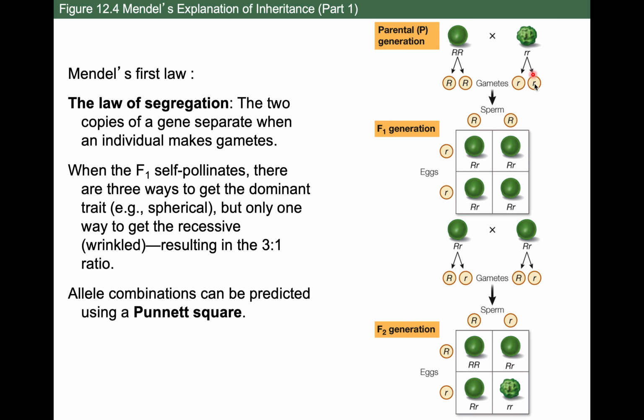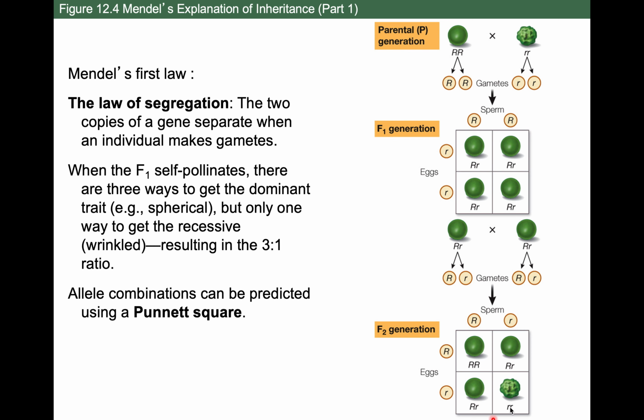From this parent, we're only going to get gametes that have a recessive r. And we bring one of each together in that F1 generation. So all of the individuals in our F1 generation are going to have one big R and one little r. They'll be heterozygous, we would say. And because the big R for the smooth pea shape is dominant, every individual in that F1 generation is going to look like this parent. It's going to have that dominant phenotype, the smooth pea shape.